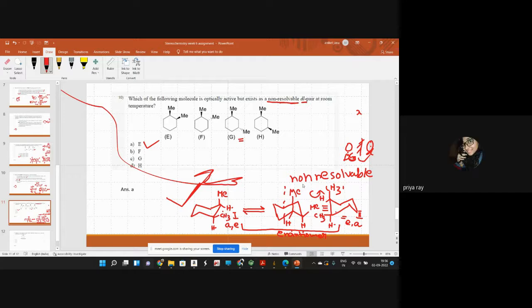I got you, sir. Even when we make the structure of G and convert it and flip it, you are saying we will get enantiomers, right, sir? Yes. Now what I'm asking is that to solve this question we will require prior knowledge that this structure is non-resolvable. We can't solve it from this kind of solution. If we know practically that it exists as an enantiomeric pair, then we will get confused about how to say that E is the right answer.